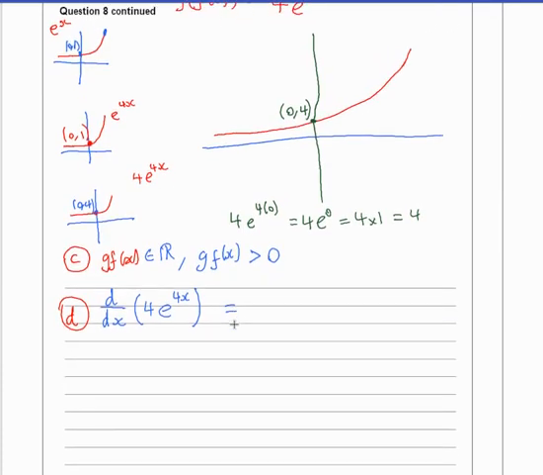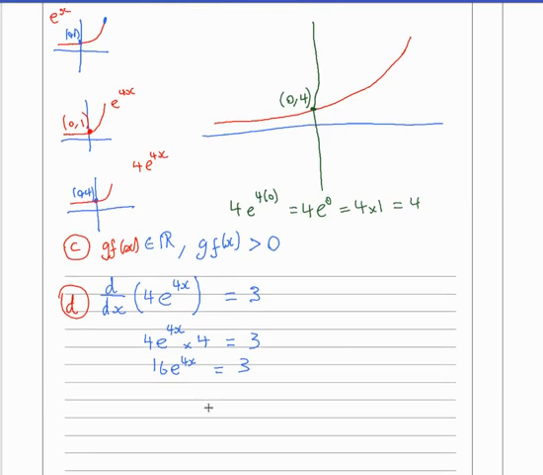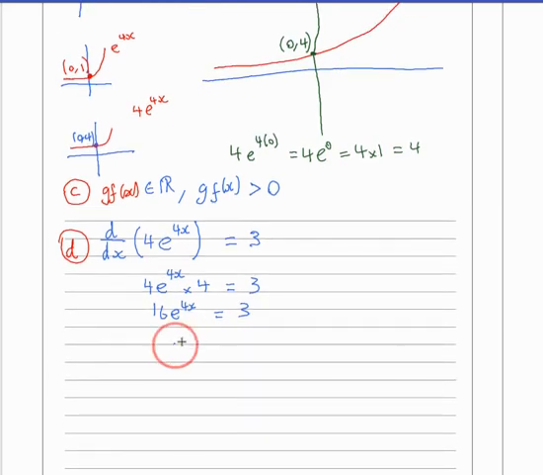They said 3. Okay. So firstly, differentiating this, that's going to become 4e to the power of 4x multiplied by the derivative of the 4x, which is 4. That's differentiating that, which is equal to 3. Now we have 16 e to the power of 4x, just doing the 4 times the 4, which equals 3.